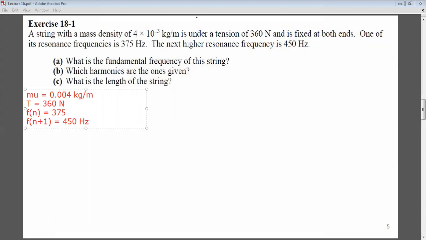Here I have to remember that 375 is equal to n times F1, because if you go back, Fn, let me do it quickly here, I forgot to remind you. So Fn we got that it's equal to n over 2L square root of T over mu. But this thing, which is 1 over 2L square root of T over mu, is nothing but F1. So this is n times F1. That is the first harmonic. So 375 is n times F1, and 450 is n plus 1 times F1.